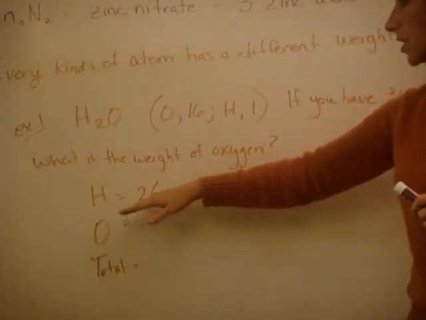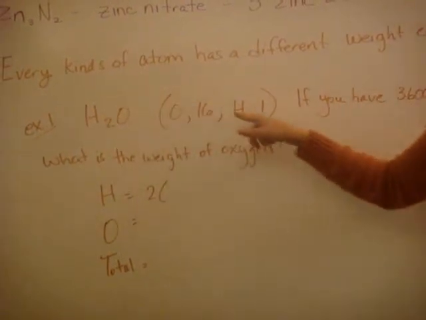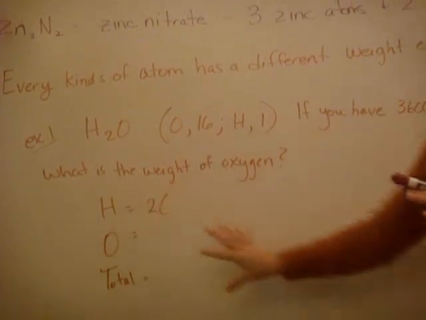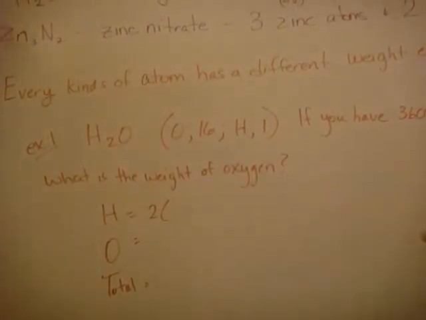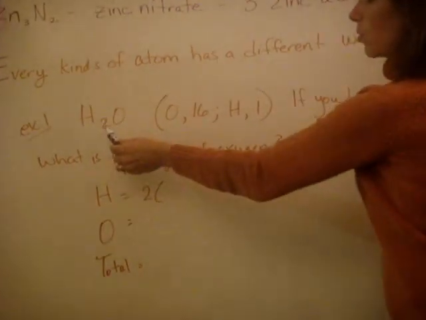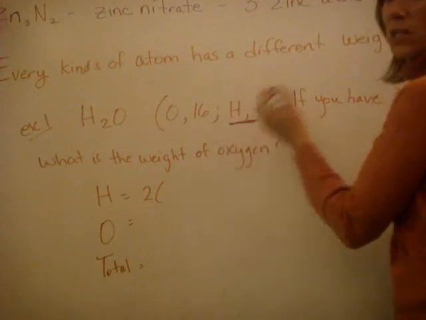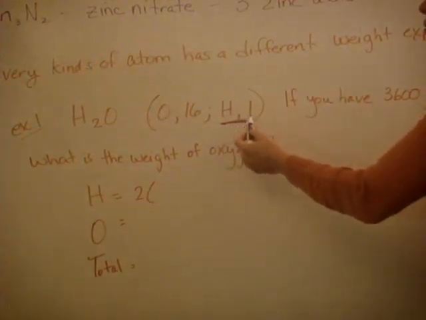So we have hydrogen, there's 2 hydrogen atoms. So we have to take the weight of the hydrogen atom, which is 1, times 2. So what we're going to do is set up a little ratio chart here, just like what we've done in the past. So we have our hydrogen atom, we have 2 of them. So I'm going to take 2 times our hydrogen. This is where it's going to tell you how much each atom weighs. So our hydrogen weighs 1 gram.